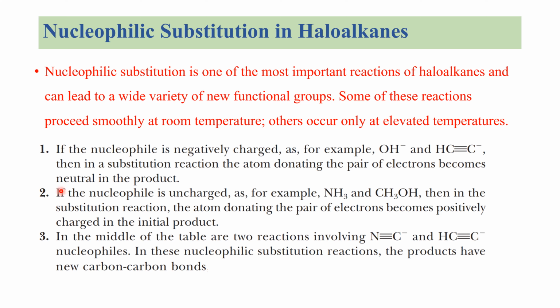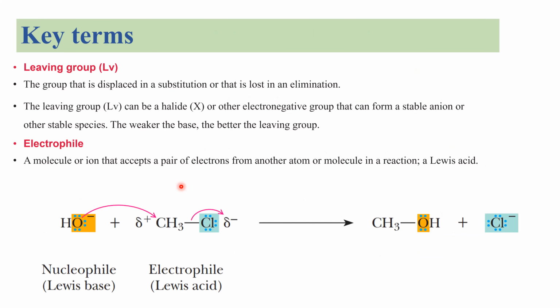So, there are some trends you have to keep in mind about what the nucleophile can be, and what kinds of bond formations happen in nucleophilic substitution reactions. The very first case is this one. If the nucleophile is negatively charged, for example OH negative or the alkyne anion, then in a substitution reaction, the atom donating the pair of electrons becomes neutral in the product. That makes sense.